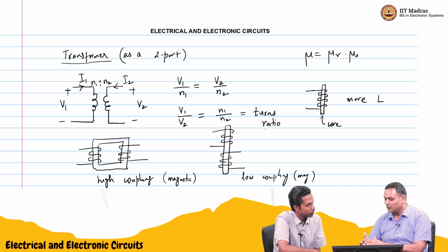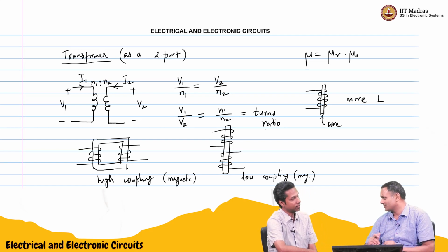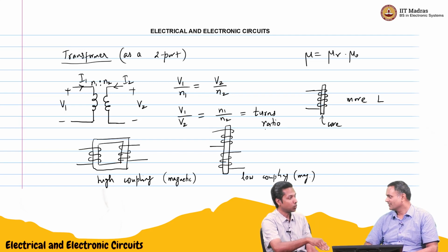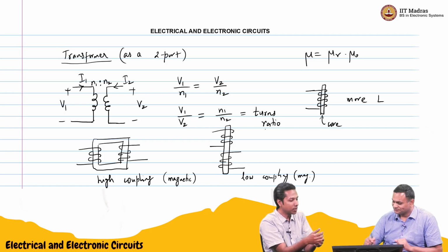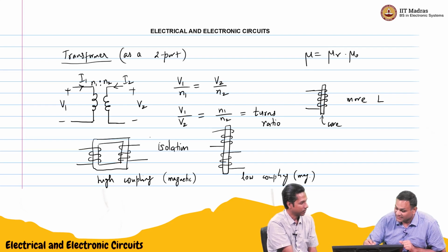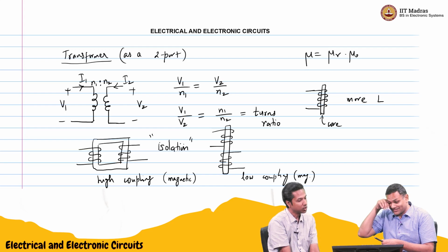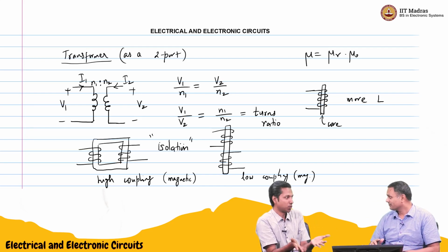So the turns ratio will be decided by how you want to change the voltages, whether you want to step down or step up. I was also mentioning the isolation. I'm not touching that 220 kV at all physically. You only touch the lower voltage side. Such things may be required in electronic circuits also.